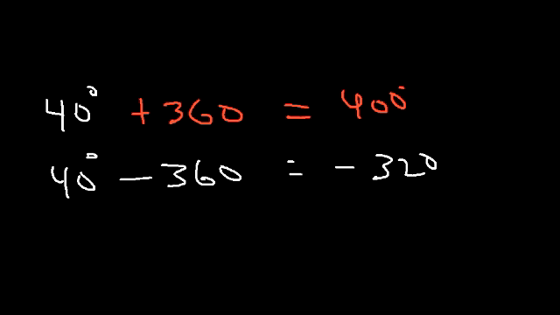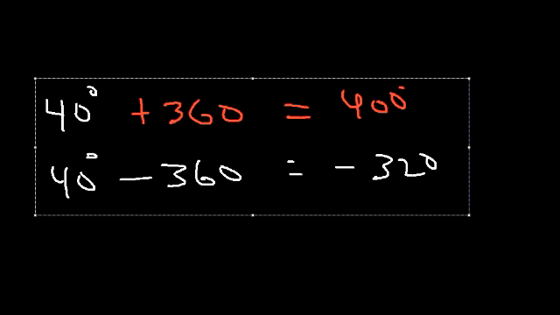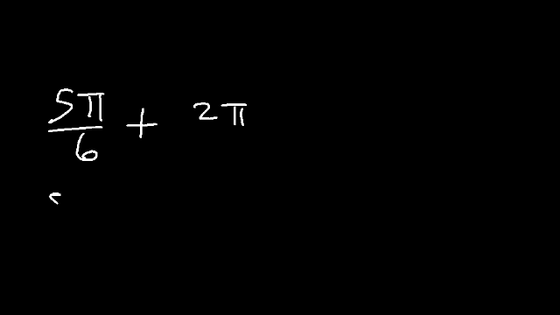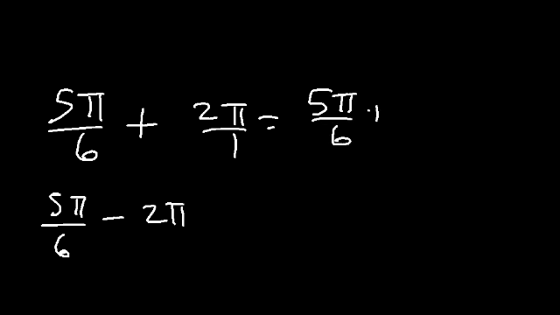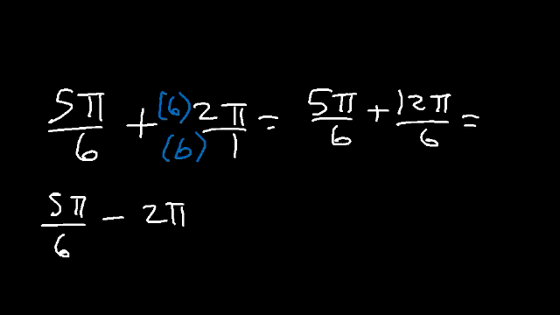Now, if your answer is in radians, let's say you have a question that asks you to find a positive and a negative coterminal angle for, let's say, 5 pi over 6. 360 is the same as 2 pi. So what you want to do is add 2 pi and subtract 2 pi. So to add, you need to get common denominators. 2 pi over 1 is the same as 12 pi over 6. You need to multiply top and bottom by 6 so you can get the same denominator. So 12 plus 5 is 17. So 17 pi over 6 is the positive coterminal angle of 5 pi over 6.